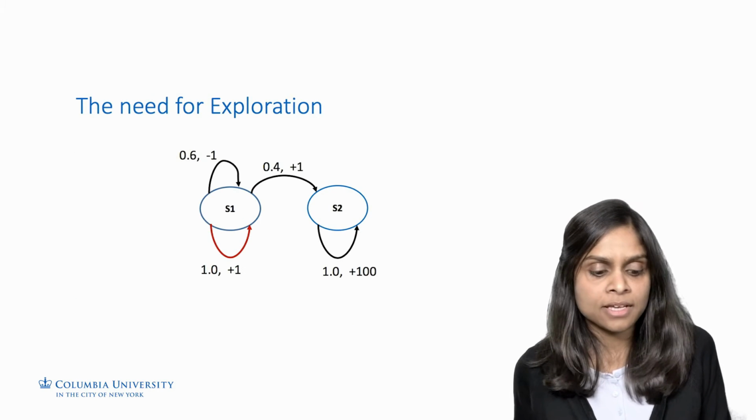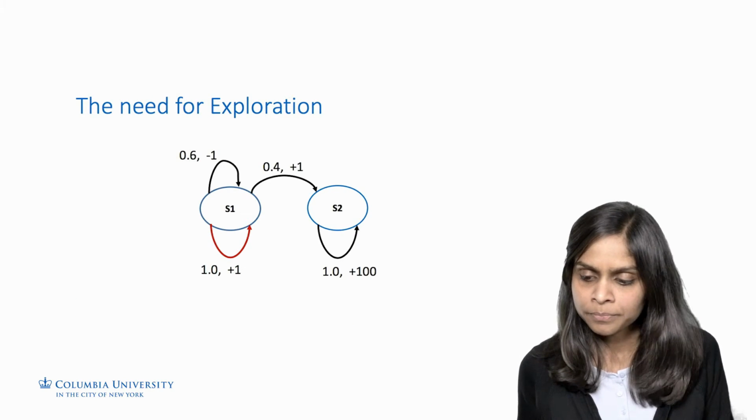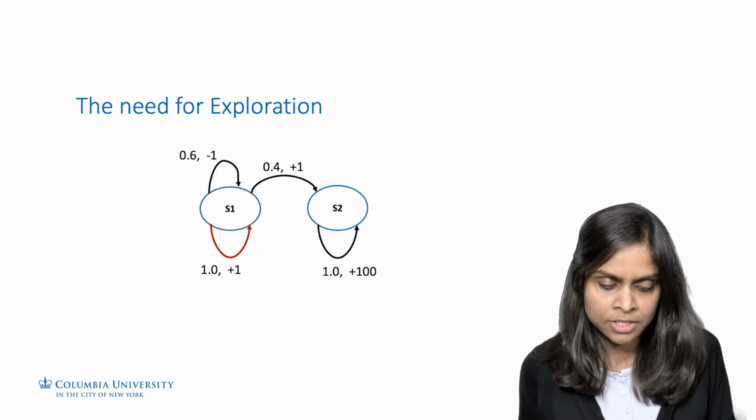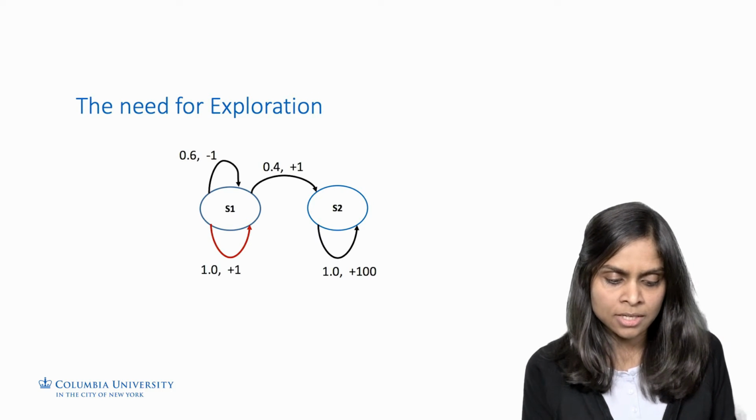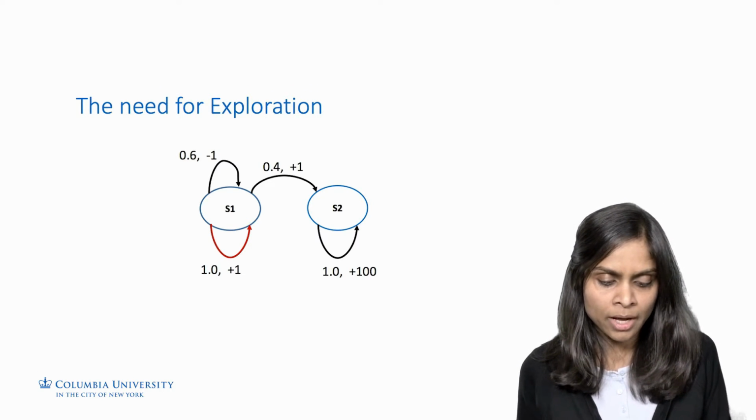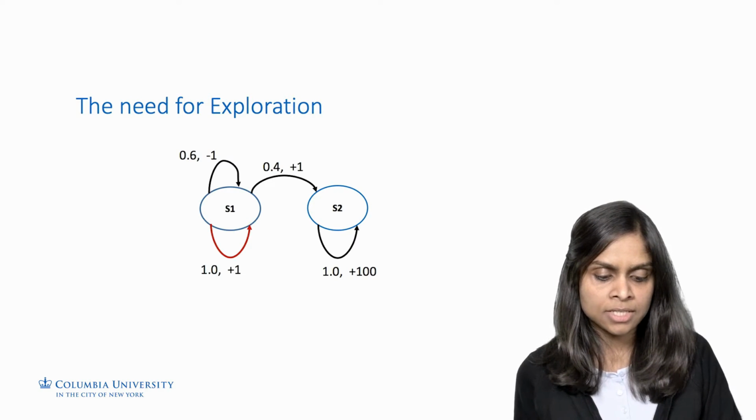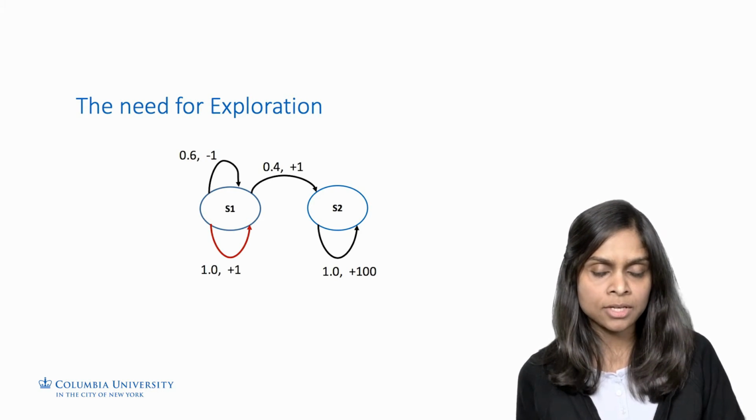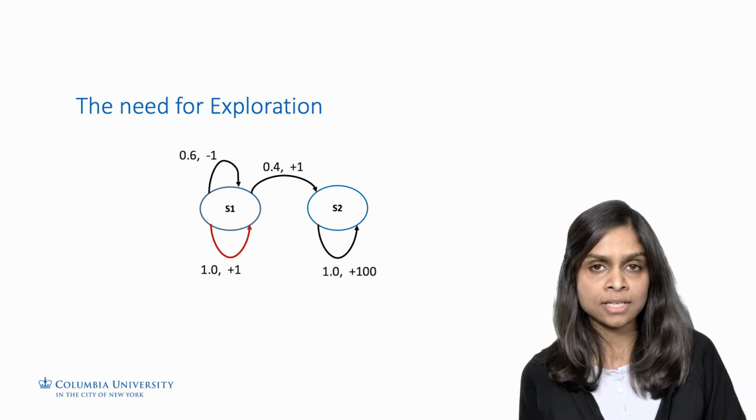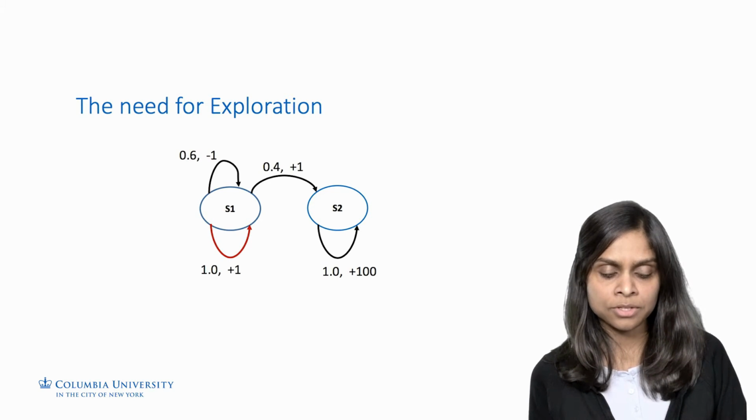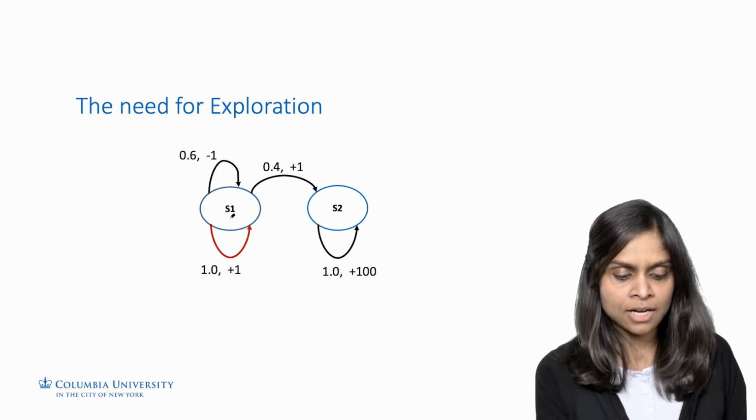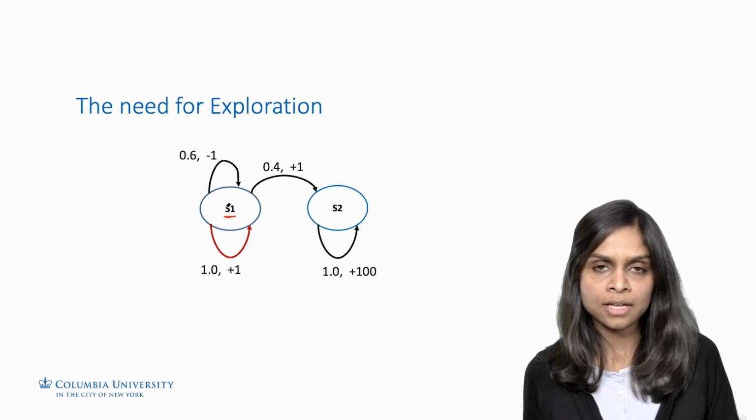Here is a simple example to illustrate this problem. Here we have a simple MDP with two states, S1 and S2, and two actions. What happens on taking the first action is shown by black arrows here, and what happens on taking the second action is shown by the red arrows here. Let's say the problem starts in state S1.